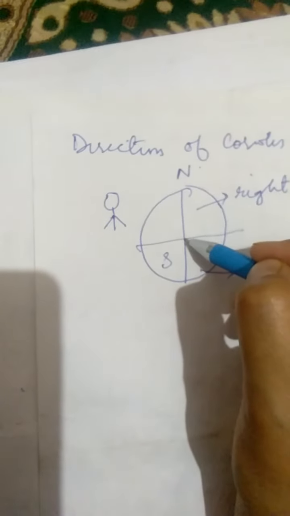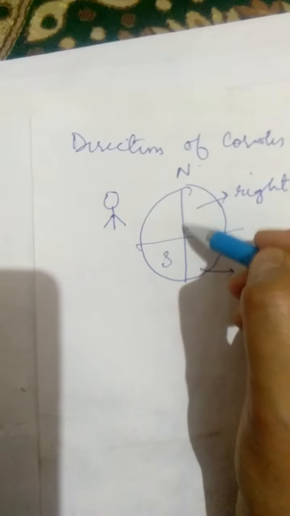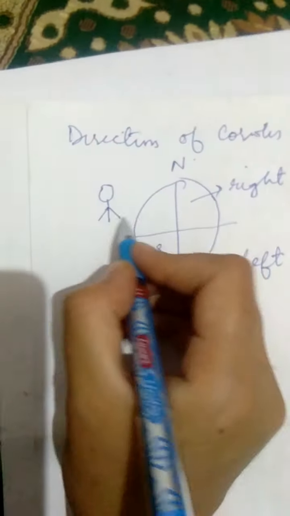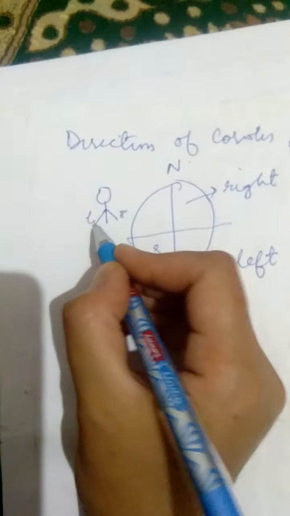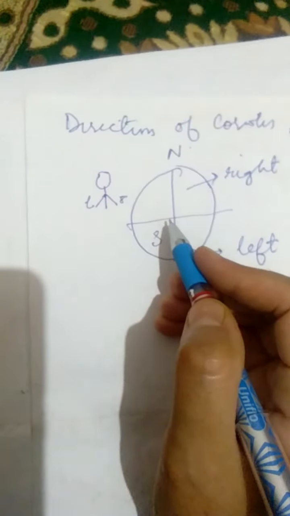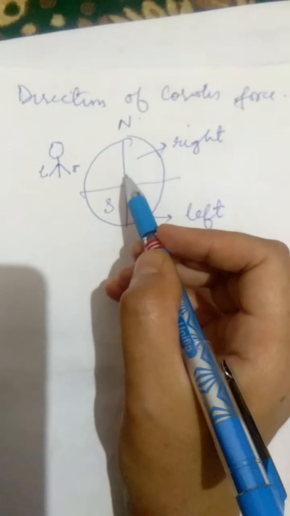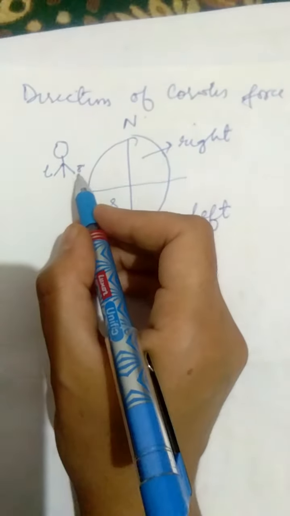Once the student is moving towards north, that means his back is towards me. So this is the right of the student and this is left. He is moving towards north. And then what do I say? That on account of Coriolis force, his motion will be deflected towards the right. Towards the right means this.